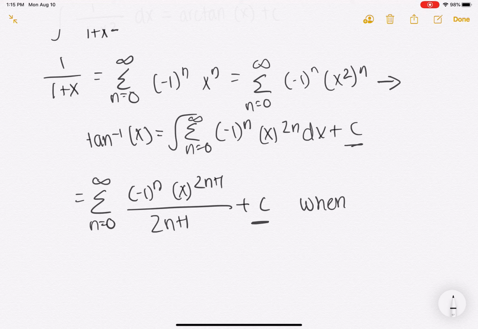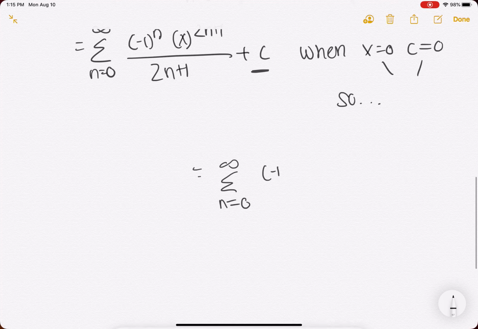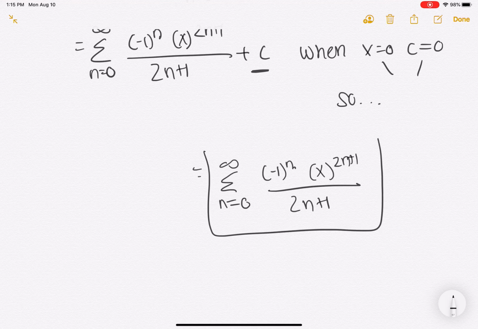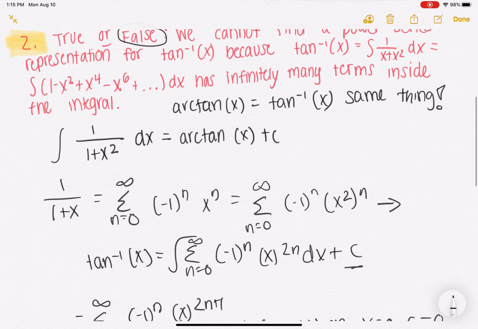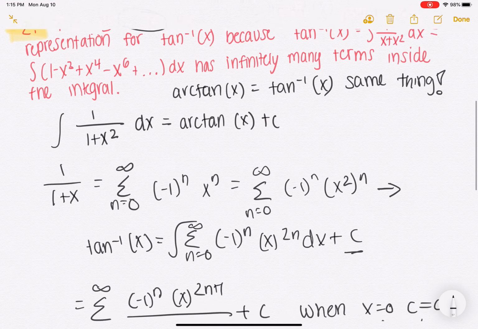When x is equal to 0, c is also equal to 0, so here and here. So we will write that the summation of n equal to 0 of negative 1 to the nth, x to 2n plus 1 all over 2n plus 1, and this is our final answer after looking back at our true and false problem, that it is false, that we can actually find a power series for the arctangent of x.